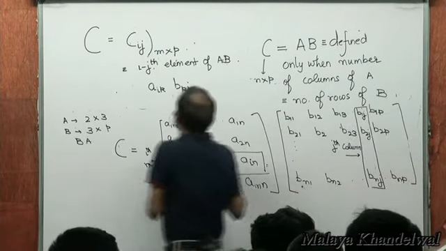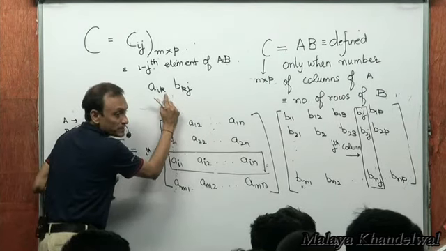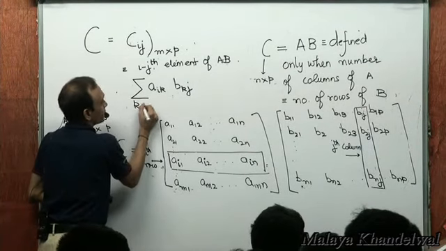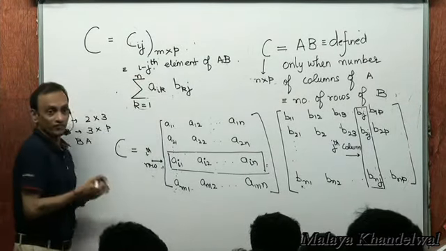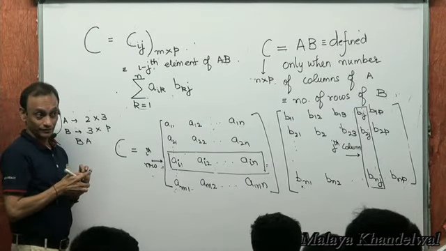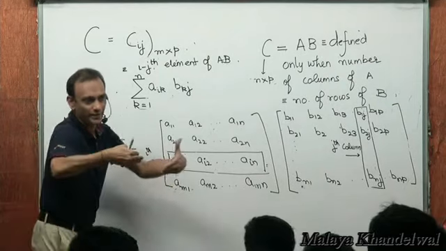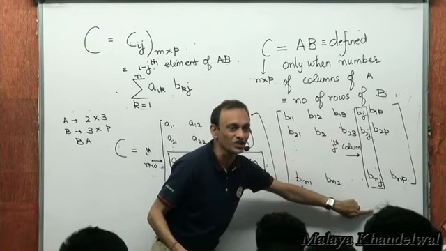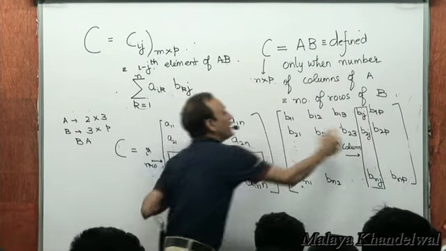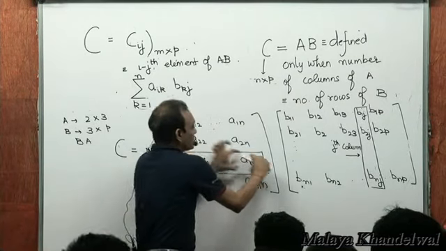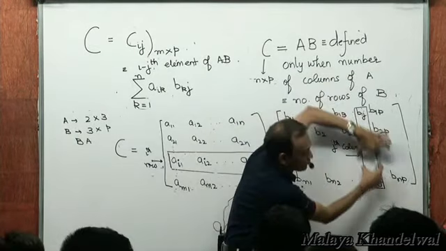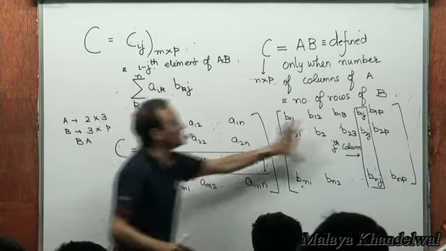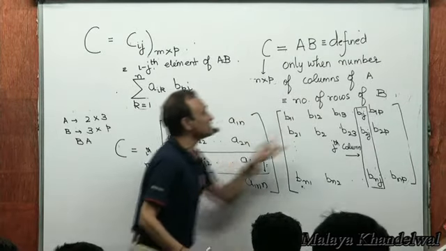That means essentially I'm taking the corresponding members and adding them up. k runs from 1 to n. That's an ordered multiplication. That's why the number of columns here should be equal to the number of rows there. Yes or no? That's when I can do a one-to-one multiplication. Only when the number of columns in the first equals the number of rows in the second would this operation be possible.